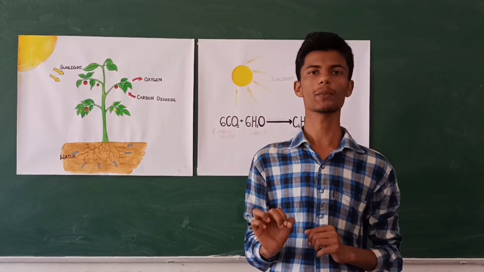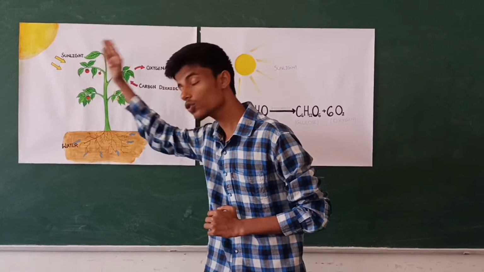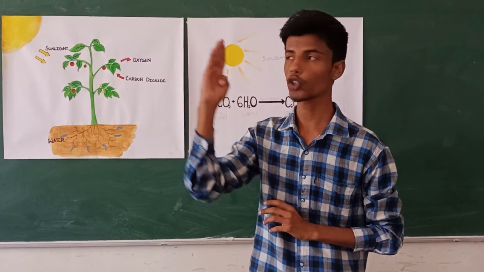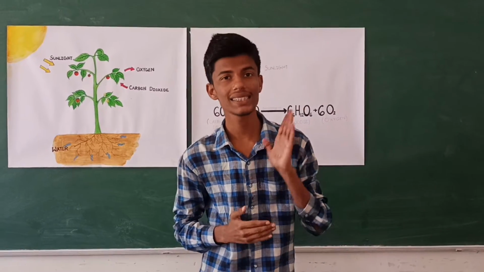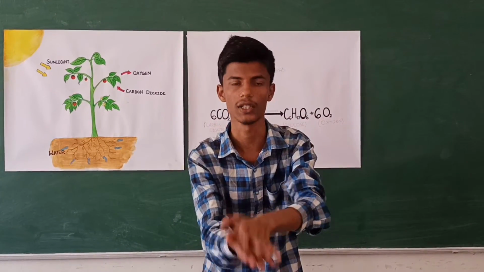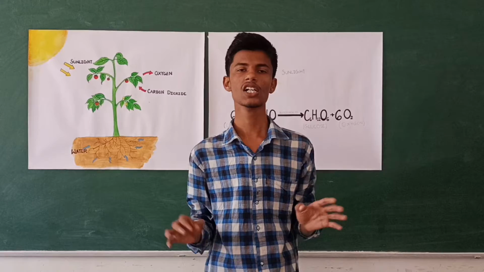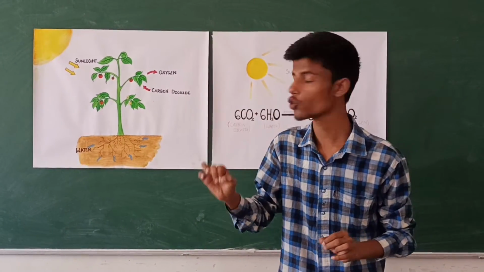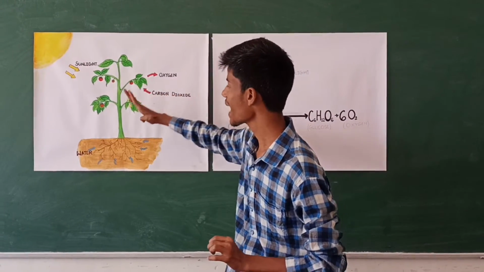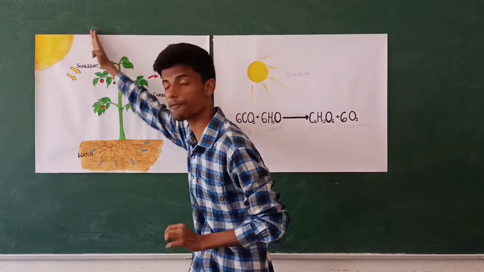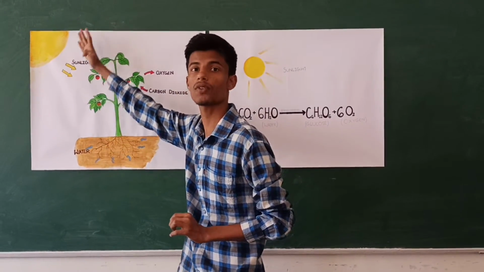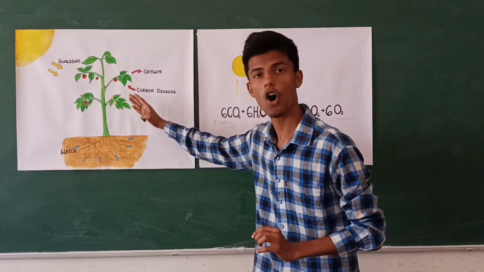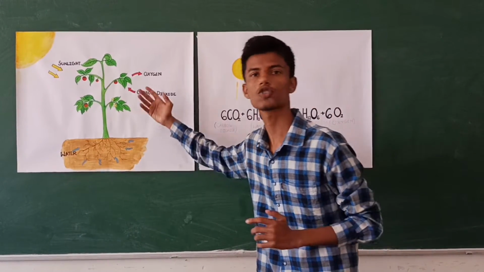So, it is through the very process known as photosynthesis. In this term photosynthesis, photo means light and synthesis means putting together. How is photosynthesis defined? Photosynthesis is the process in which plants make their own food with the help of carbon dioxide and water in the presence of sunlight, in the form of glucose or starch or sugar.